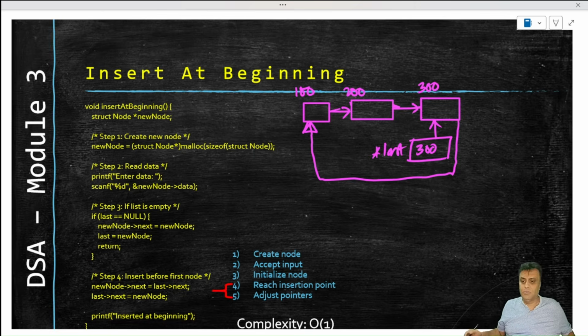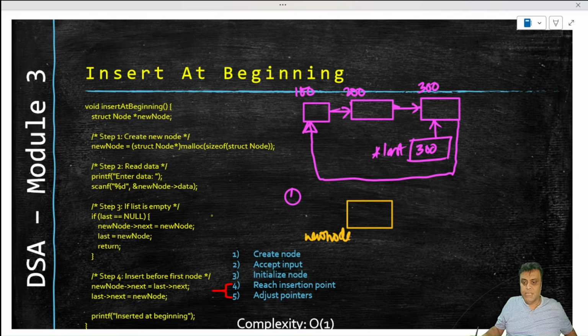Again, there will be two cases: where there are no elements in the list, and when there are elements in the list. Let us take the first case as elements in the list. There are elements in this list, and we will have to insert at the beginning. Beginning means here. So what we need to do is create a new node.